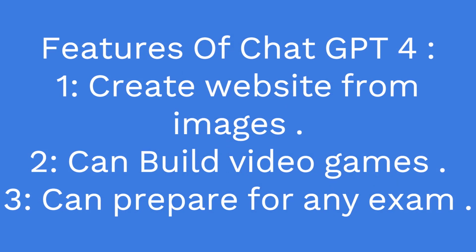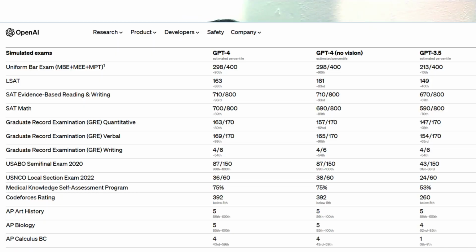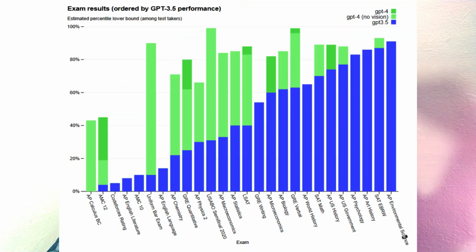Now the second thing is, what are the features that chatgpt 4 can provide? The features which chatgpt 4 provides are: it can create a website from images. Second, it can build video games. Third, using chatgpt we can prepare for any exam, because you can see on the screen a list of exams posted by the openai website itself, in which GPT-4 has given more precise, accurate results and passed those exams.